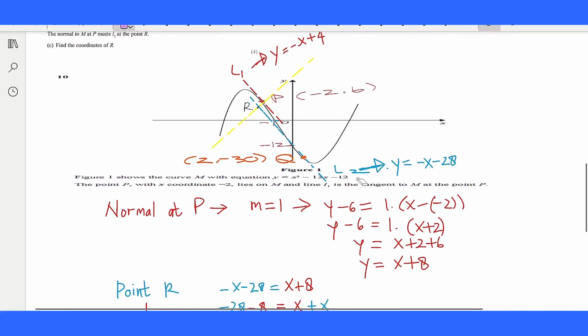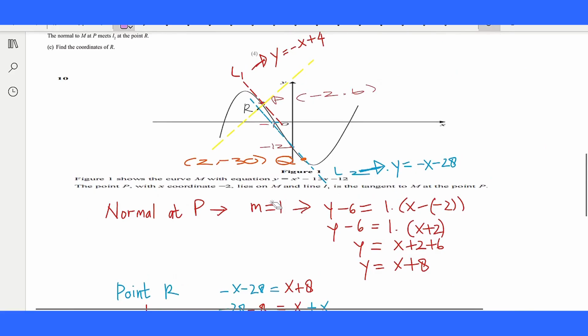We make the line equation. So the normal at P will be m equals 1, and with the coordinate negative 2, 6, we plug in y minus y1 equals m times x minus x1. So y minus 6 equals 1 times x minus negative 2, which is x plus 2. Rearranging, y equals x plus 2 plus 6. Move negative 6 to the right, it becomes positive, so y equals x plus 8. That is the normal line at P.